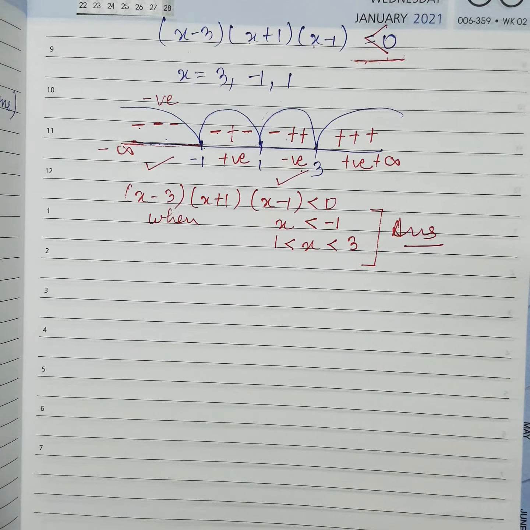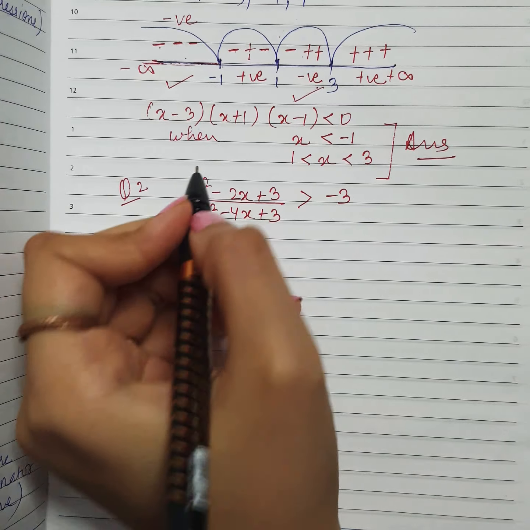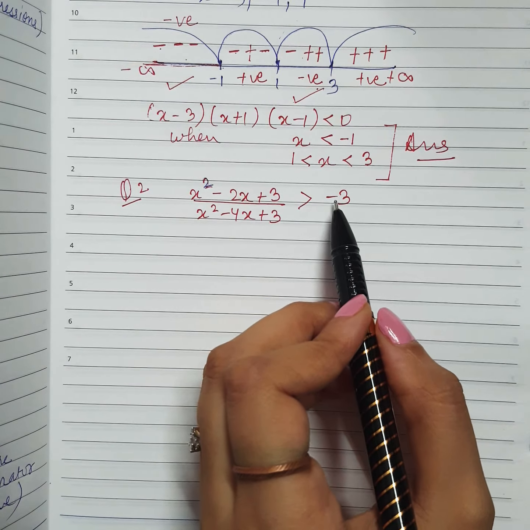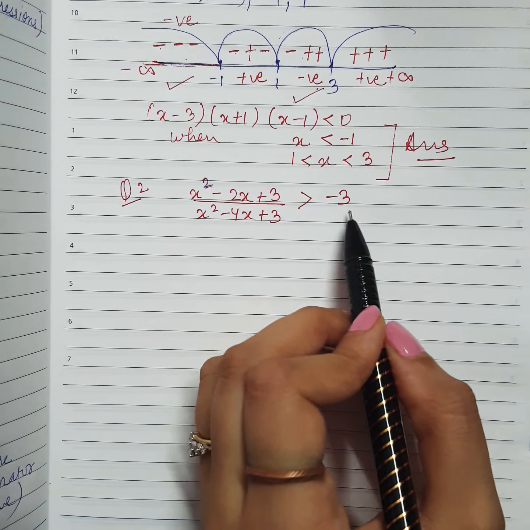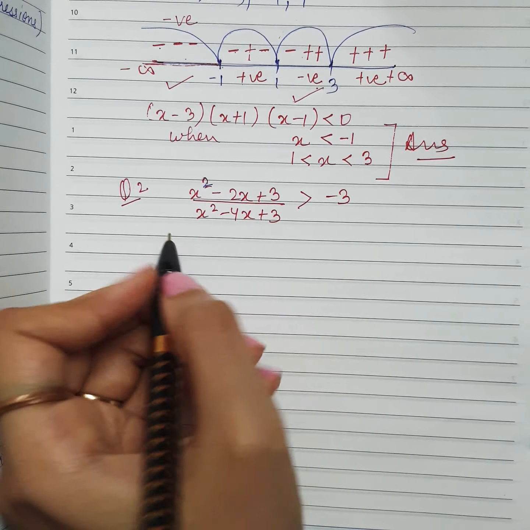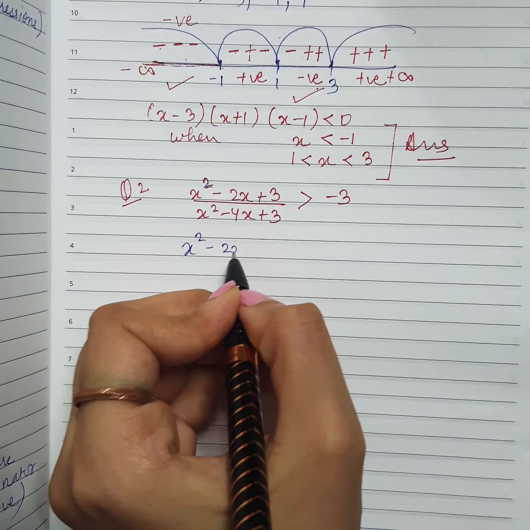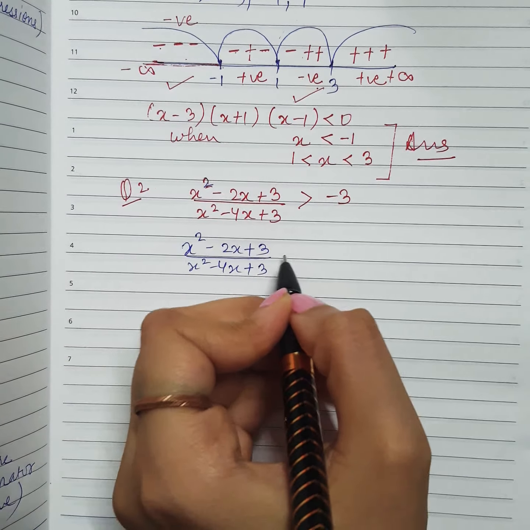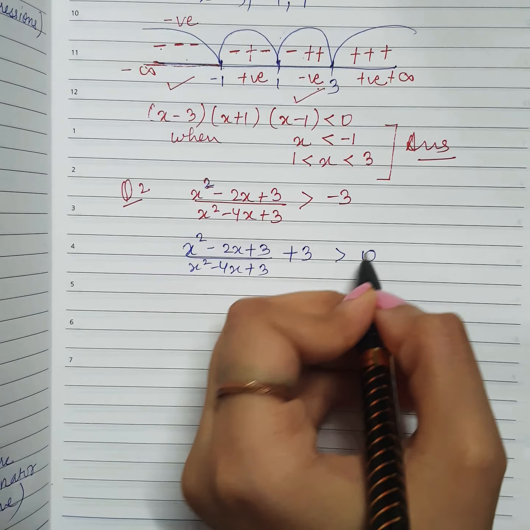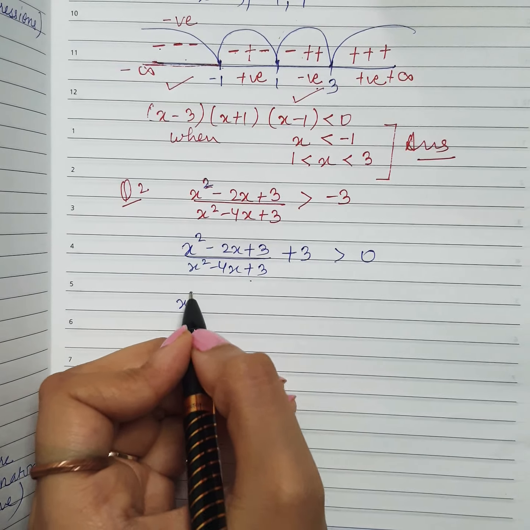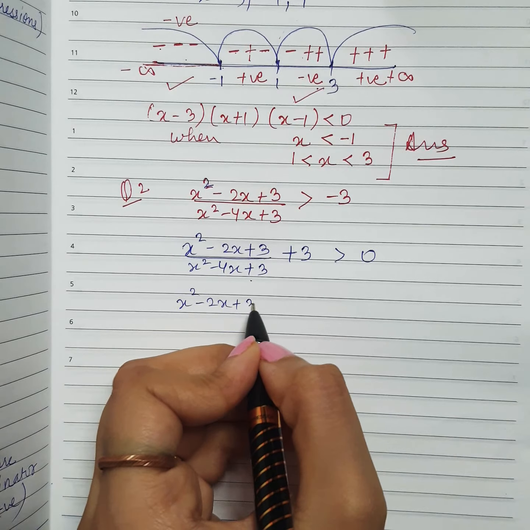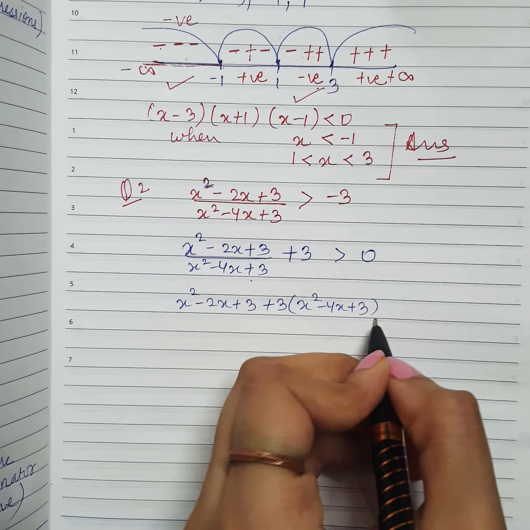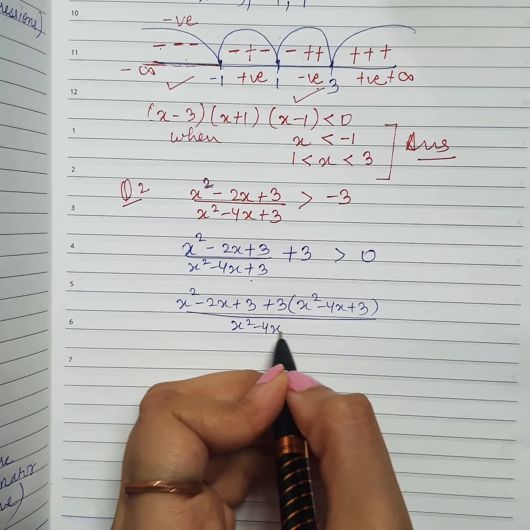Let's do one more. So this is the next question. x square minus 2x plus 3 over x square minus 4x plus 3 greater than -3. So the first step is the same. Shift everything to one side and make one side 0. So I am shifting 3. It will become plus 3 greater than 0. Taking up LCM and simplification altogether, it will be 3x square minus 4x plus 3 upon x square minus 4x plus 3.